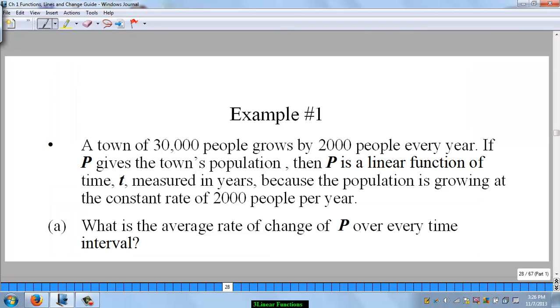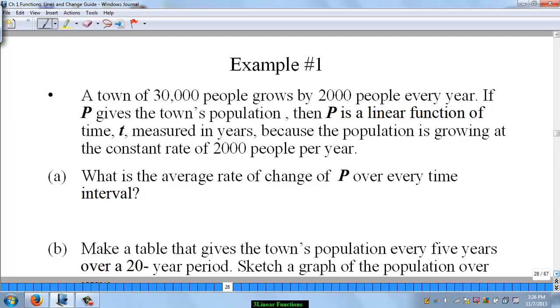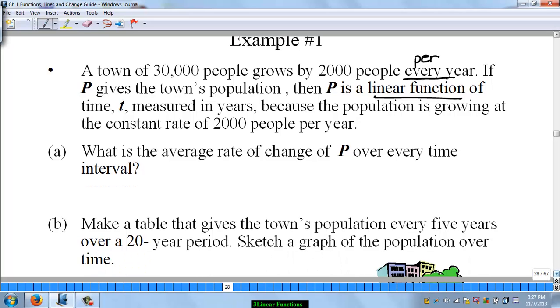All right, let's practice some word problems using this. So I have a town of 30,000 people, and it grows by 2,000 people every year. You could say per year. If P gives the town's population, then P is a linear function of time t measured in years, because the population is growing at a constant rate of 2,000 people every year. Okay? So what is the average rate of P over the time interval?